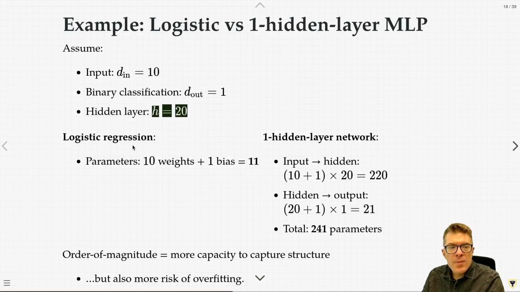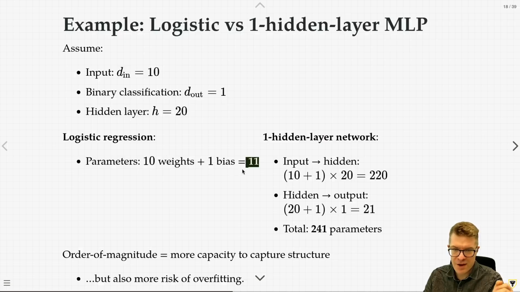So how many parameters do we need for logistic regression? Well, we're going to have 10 weights, one for each of the inputs. We're going to have one bias term. That's it. So that means that our logistic regression is going to have 11 parameters that we can update.